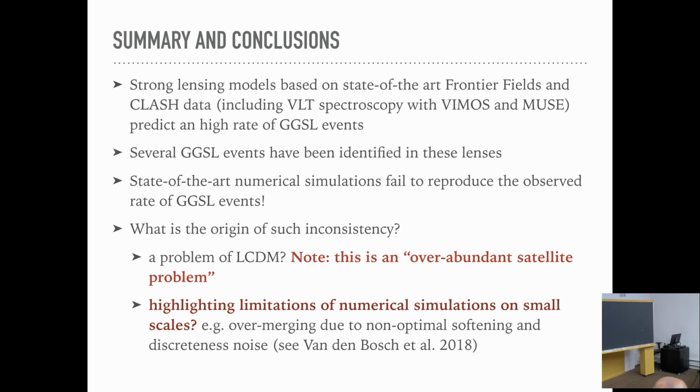There are some papers that appeared in the last years, in particular by Frank van den Bosch and his group, that are claiming that there is a fundamental limit in the simulations. So there are still a lot of numerical effects that basically destroy the small-scale structures in the dark matter halos, and these numerical problems are related to non-optimal softening and discreteness noise. If this is the case, it doesn't only affect what we can learn about the substructures in clusters, but it scales down also to galaxy-scale systems.